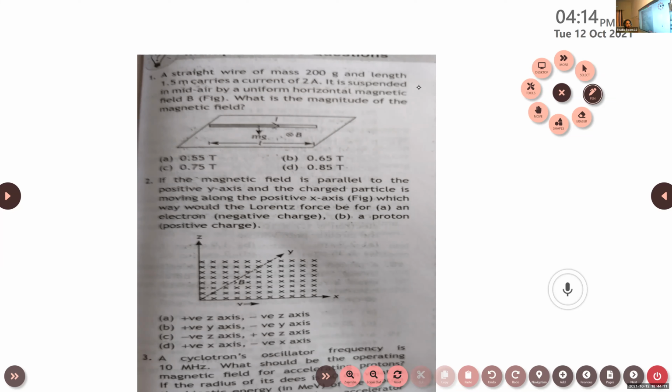Compared to this first part, physics second part is much easier, because the first part has a lot of derivations, equations and all. And in the second part, physics is much easier.